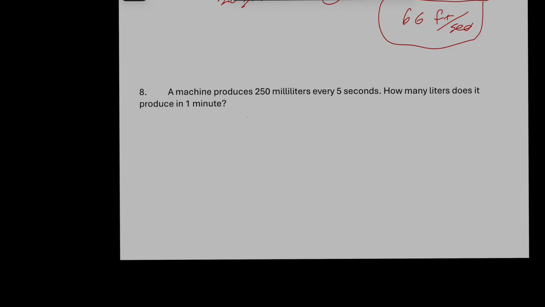Now, let's go here. A machine produces 250 milliliters. Milli means 1,000th, so it's smaller than a liter. Every 5 seconds. How many liters does it produce in 1 minute? Well, let's do the time first. Let's go seconds and minutes. I know there are 60 seconds in 1 minute. Cool, I got my minute.